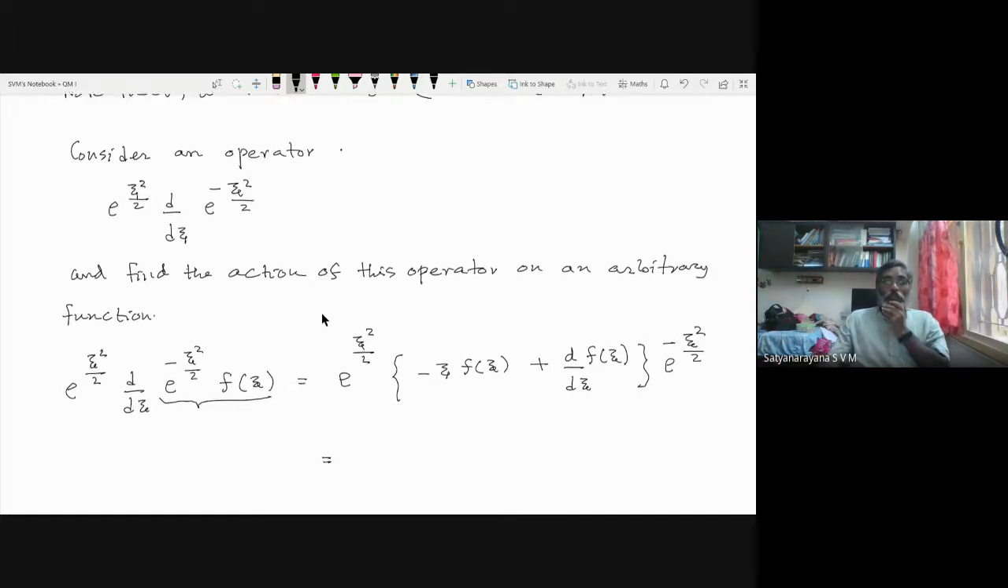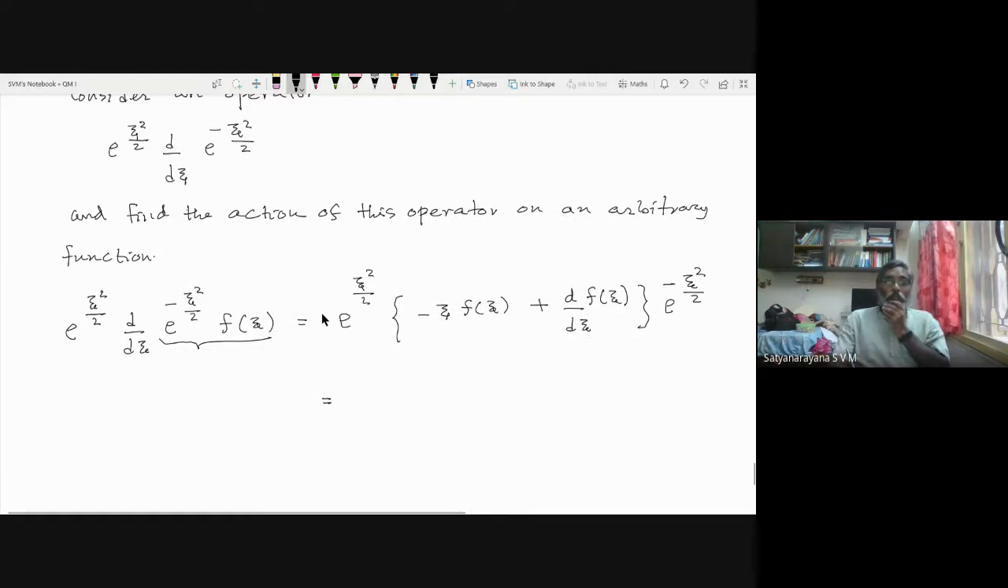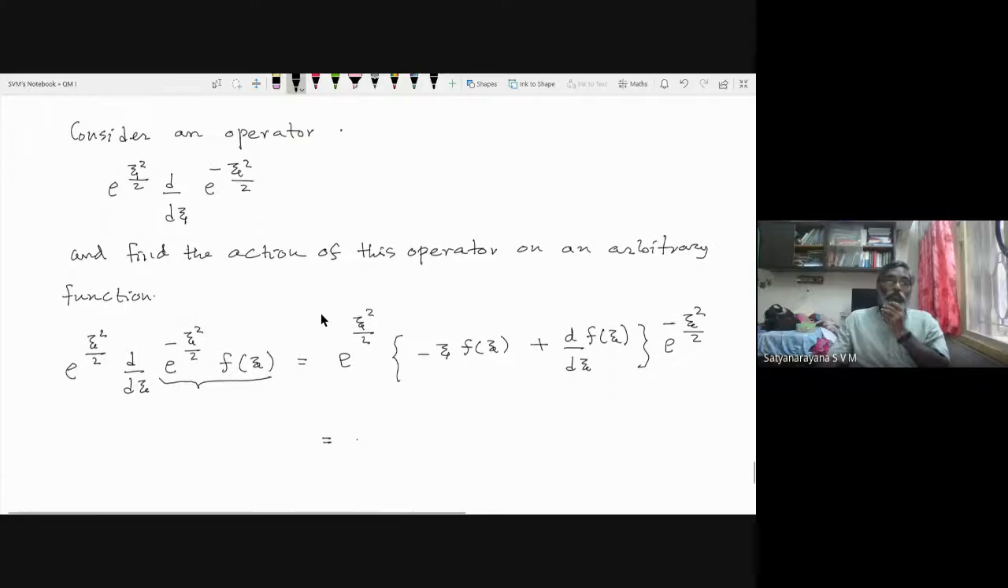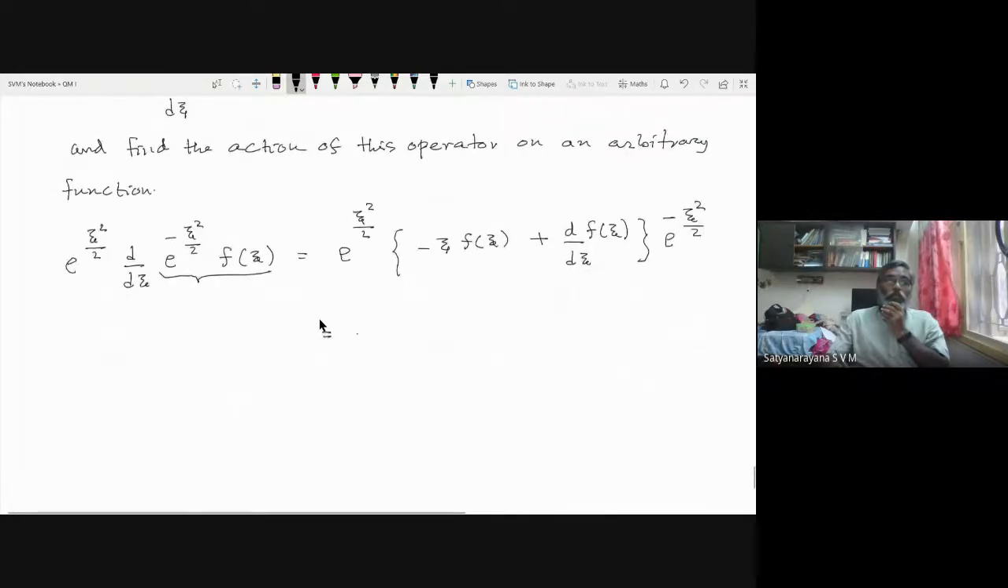So this is equal to, suppose I pull out a minus sign, minus psi minus d by d psi acting on f of psi. So this particular operator is like minus this particular operator, because the action of it on f of psi is equal to this operator acting on f of psi.